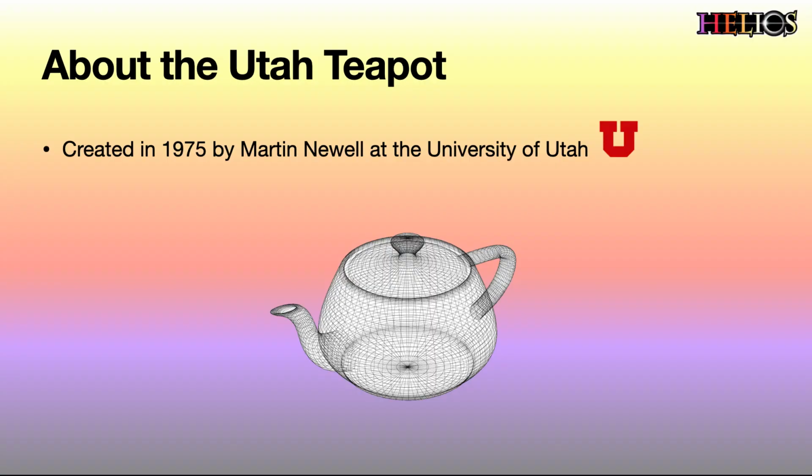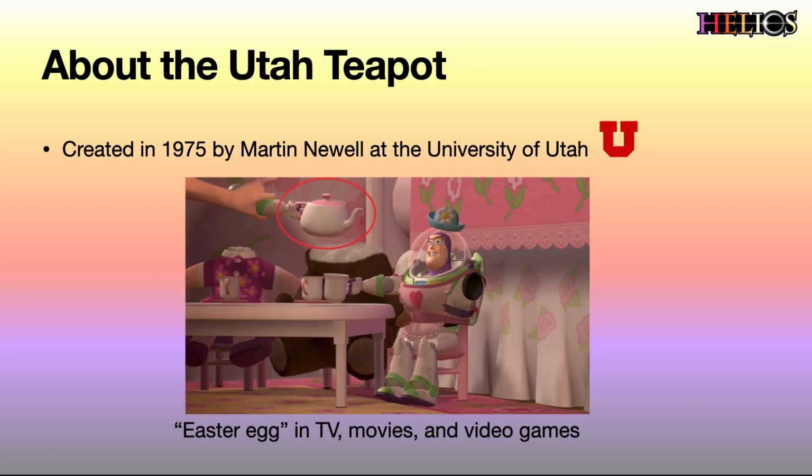The Utah teapot model is a very classical 3D model. It was one of the first complex 3D model meshes that was created. It was first introduced back in 1975 by Martin Newell at my alma mater, the University of Utah. You'll still find it used today. You can find it as sort of an Easter egg in various computer graphics or computer animation applications. They'll stick in this model in different TV, movies, and video games.